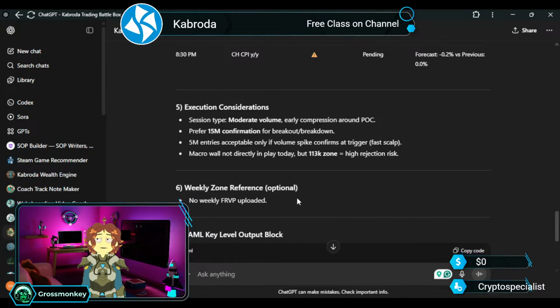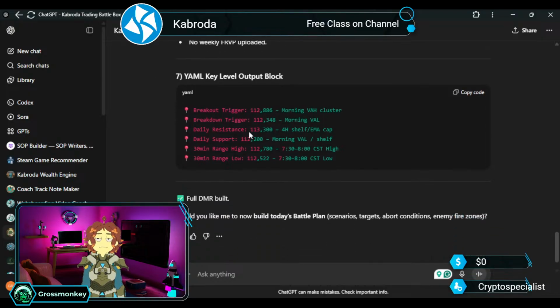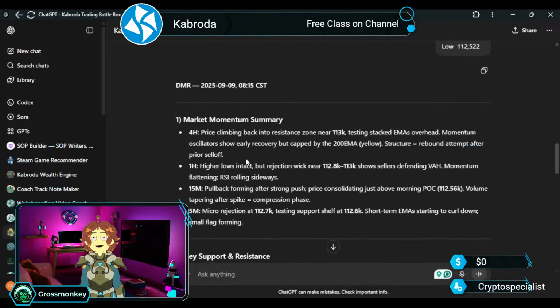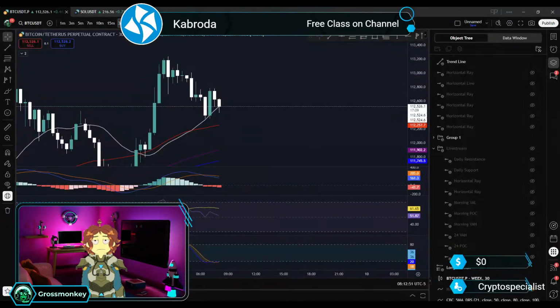Execution considerations. If you put your weekly zone resistance stuff in there, it'll be right here. And then you got some YAML levels that you can just grab right out of here, if you're interested in putting the different levels on your chart, like the daily resistance, daily support, that kind of thing. We'll start with this market review of the different time frames right here. And we're going to head back to TradingView and I'll talk y'all through them.